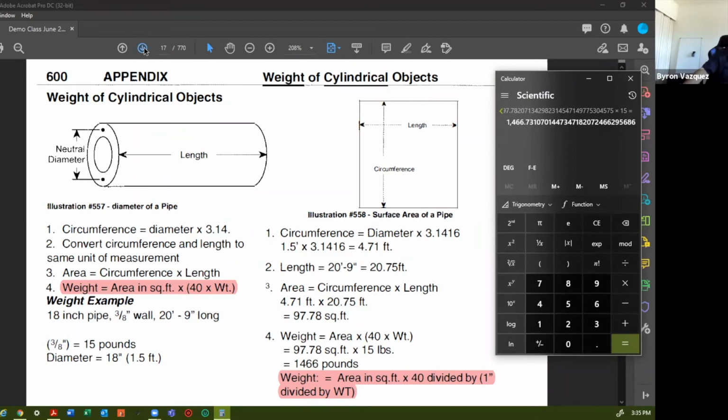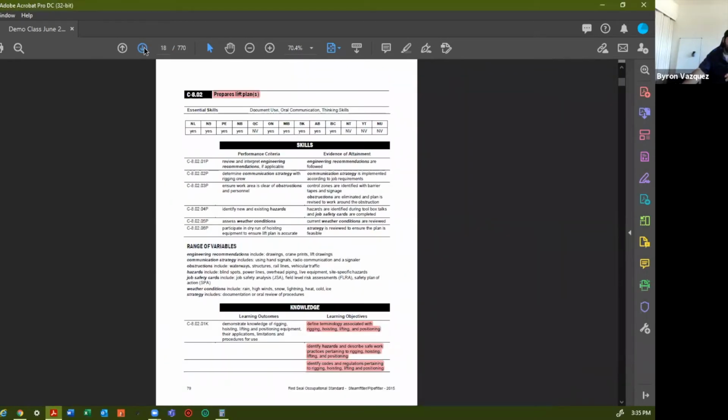We'll keep going. So this is, again, right out of the RSOS, and this is task block C8.2. And what we're looking at is the subtask. So everything that you're going to be taught is right out of the subtasks, which is where they derive questions from. So what does this block, task, and subtask consist of?